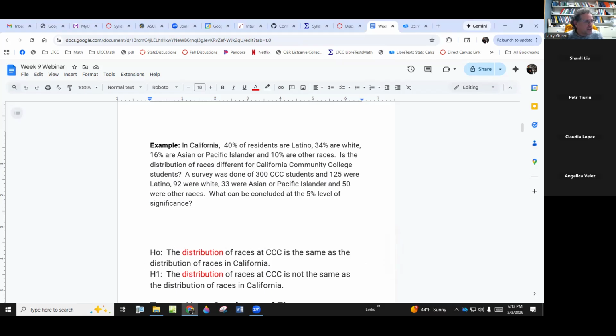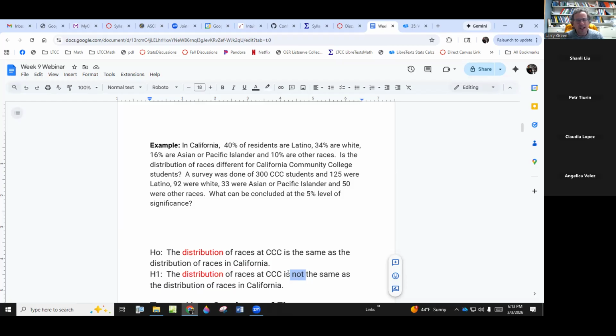Okay, H1 is the distribution of races in California community colleges is not the same as the distribution of races in California. One nice thing, especially with online classes, everything's at the computer. So once you have typed out your H naught, you literally can just copy, paste it, and put in the word not. So it's really easy when it comes to typing for H1. Any questions on this so far?